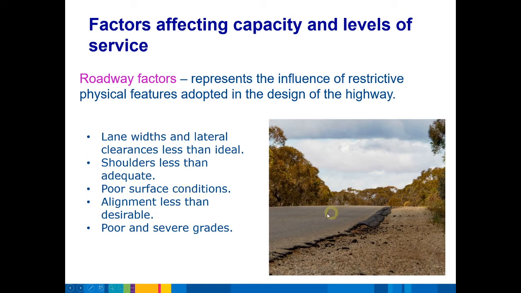Poor surface conditions such as waving, rutted, or otherwise deteriorating road, an alignment that is less than desirable. So if we've got a road with lots of curves and the curves are not of a suitable width or a suitable radius, this would also give us a lower level of service, as do poor or severe grades. So the grade is the vertical change in the road. On a highway, the most I think we ever want to have is 7%, and 6% is desirable. The 6% doesn't sound like much.